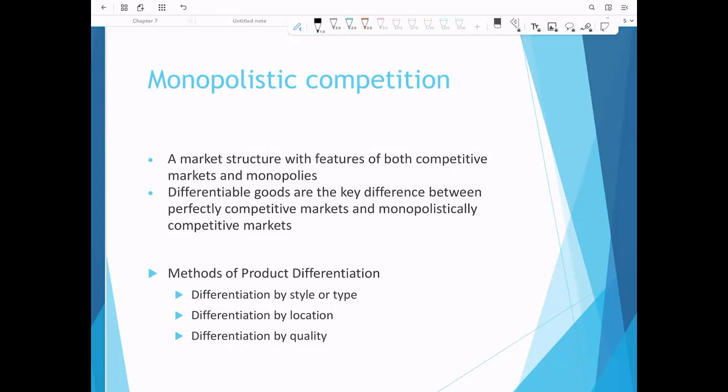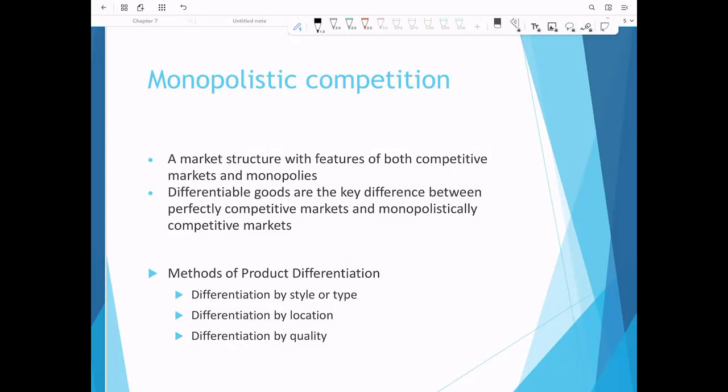But in monopolistic competition, one of the main things we care about is how products can differentiate themselves from each other. So you have differentiation by style or type. So that would be a Big Mac at McDonald's or a Whopper at Burger King. McDonald's has the secret sauce or whatever. I don't know what makes a Whopper, but some stylization. Then differentiation by location.